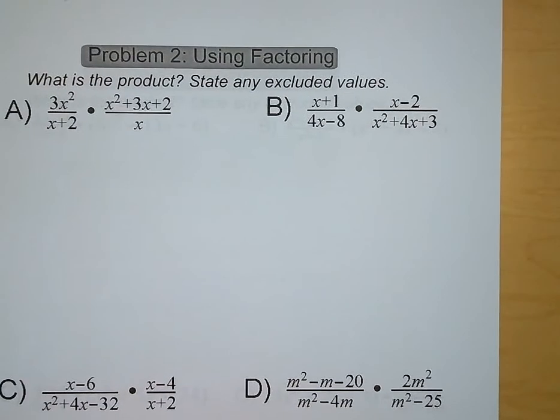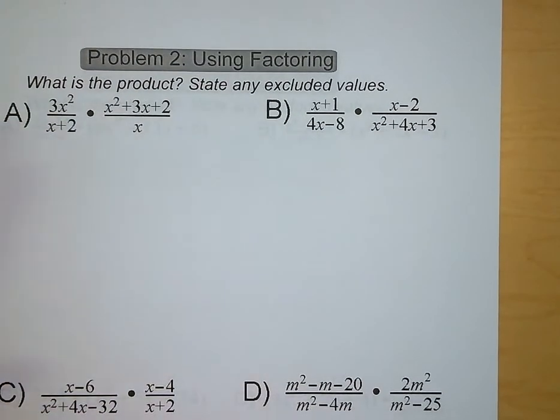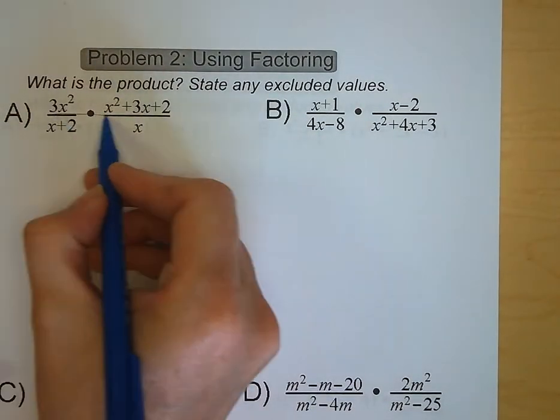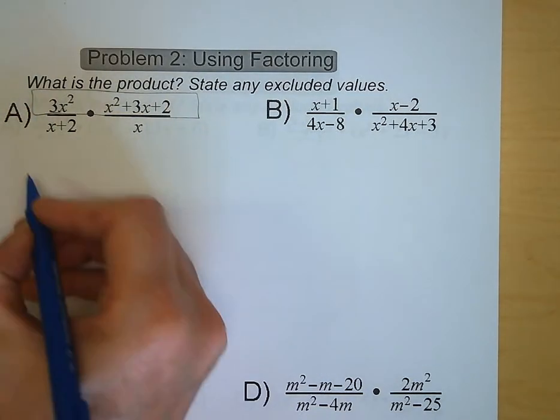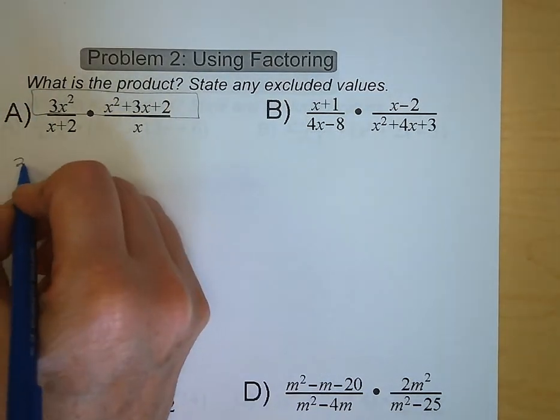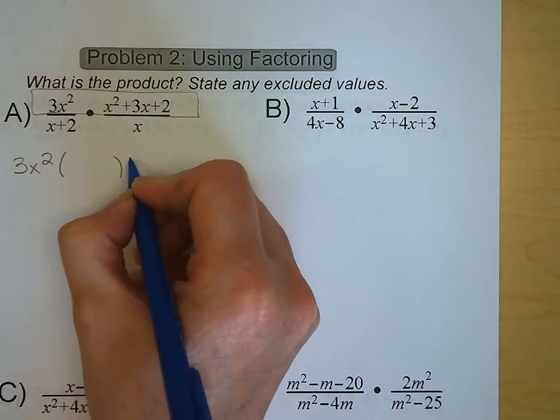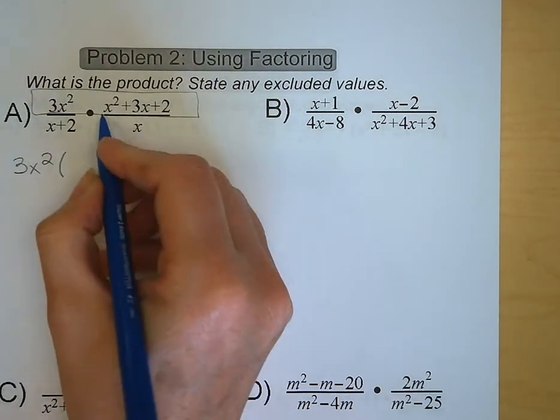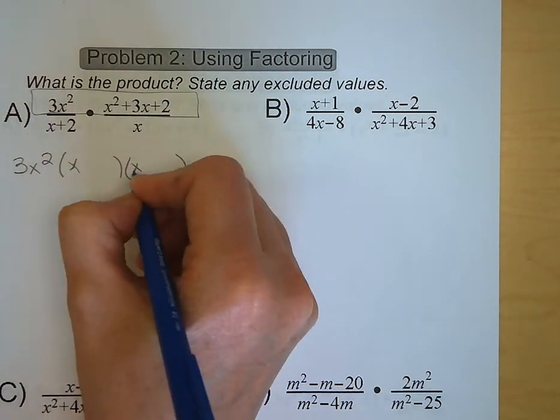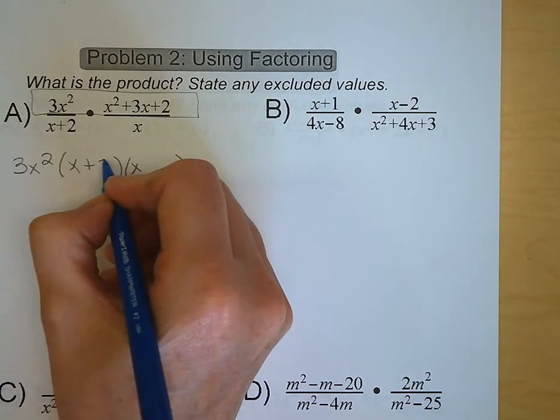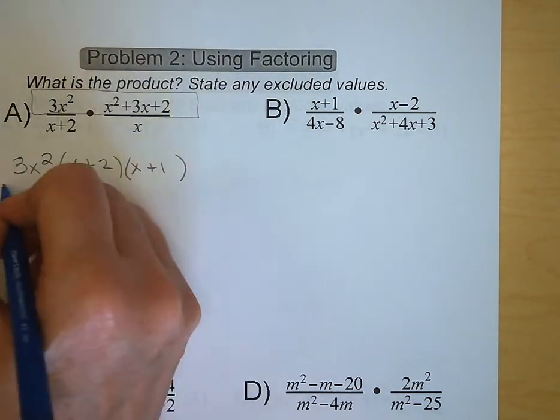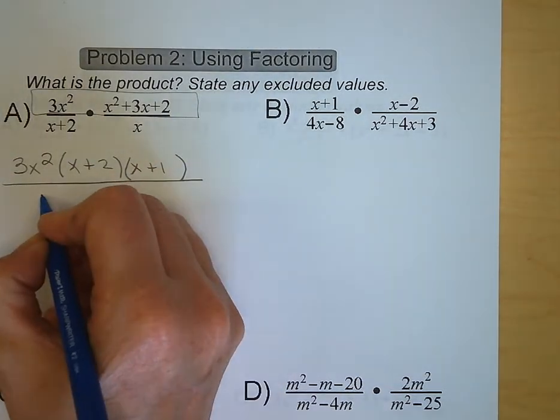All right, problem 2. We're going to have to use factoring to help us simplify our products. So we're going to take that whole top chunk and we're going to write it, and we're going to factor right away. So we've got 3x squared, and we're looking for products of 2 that add up to 3. So that's going to be x plus 2 and x plus 1. All divided by the quantity x plus 2.